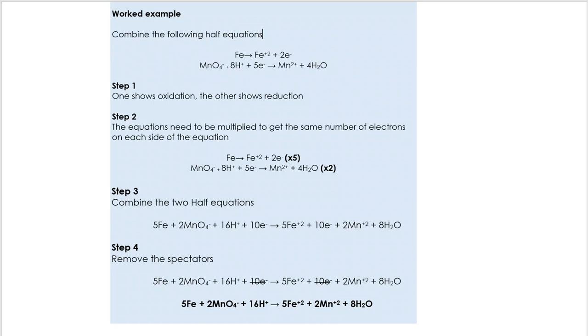Once I've multiplied them up, I simply combine them. So my 5Fe and my 5Fe2+ from the multiple of the top one, and my 2MnO4-, my 16H+, my 2Mn2+, and my 8H2O from the doubling of the manganate(VII) half equation. At that point, you can see that the electrons are spectators. There's nothing else that you do need to remove. So we're left with the equation that you see at the bottom.